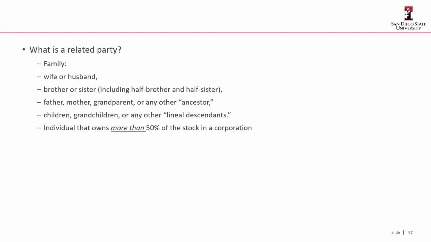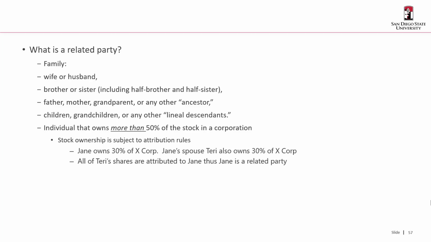In addition, an individual that owns more than 50% of the stock in a corporation is also a related party. Now, note that this says more than 50%, so exactly 50% is not a problem. However, stock ownership is subject to something known as the family attribution rules. And the family attribution rules attribute the ownership of one family member's stock to another family member.